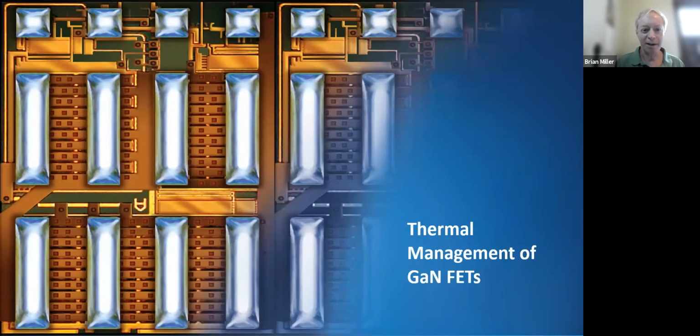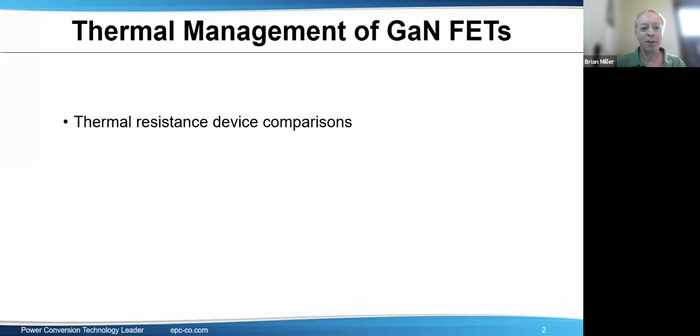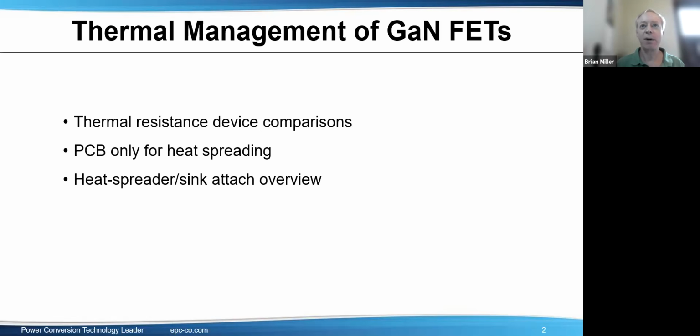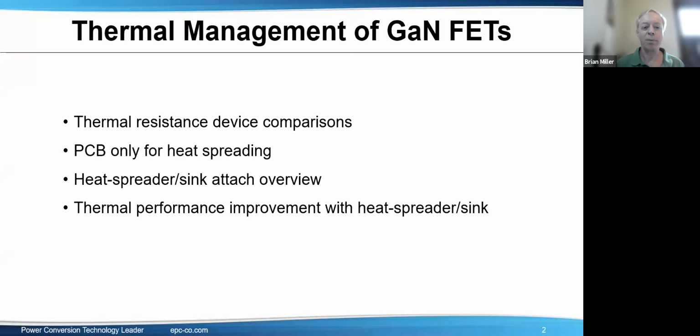Okay, I guess we'll get started. So today's topic, thermal management of GaN FETs. Some of the subtopics we have are thermal resistance device comparisons to MOSFETs, and just comparison of different thermal paths. PCB only for heat spreading, where if you have a PCB and don't want a heat sink and just want to use the PCB, how does that work? Heat spreader and heat sink attachment overview. Thermal improvement with the heat spreader and heat sink.